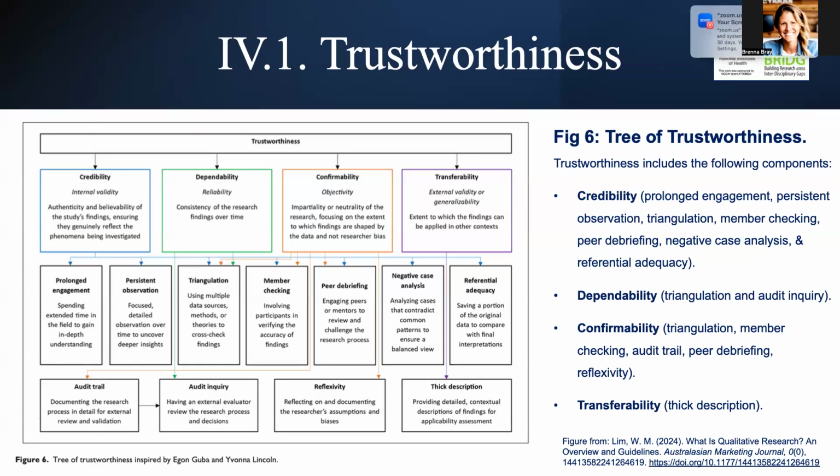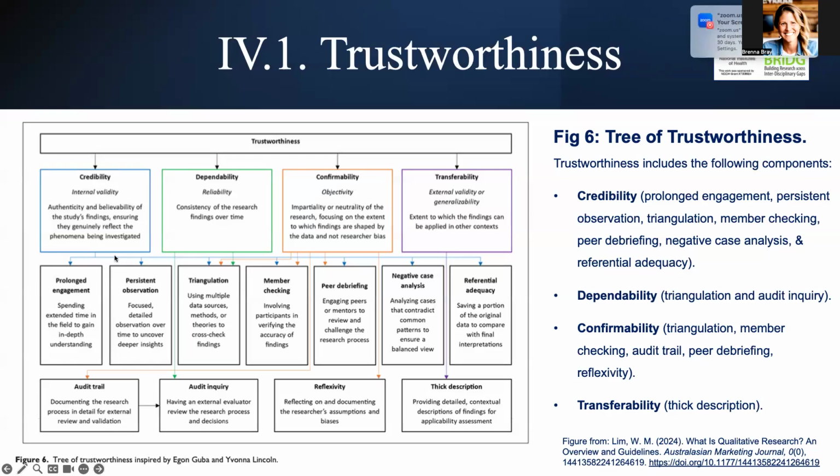We don't do this alone, and we'll get into that more in Module 4 when we discuss consensual qualitative research. It involves negative case analysis, so analyzing cases that contradict common patterns to ensure a balanced view. And it includes referential adequacy, so saving a portion of the original data to compare with final interpretations.